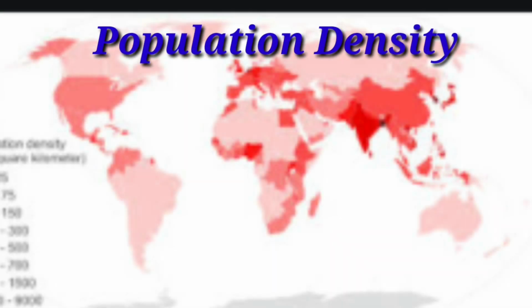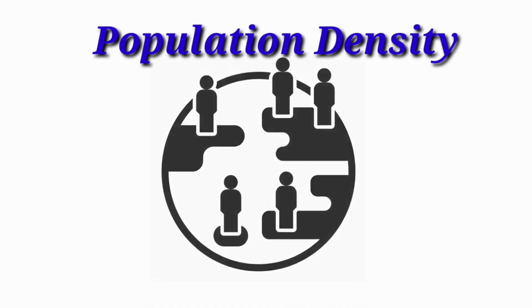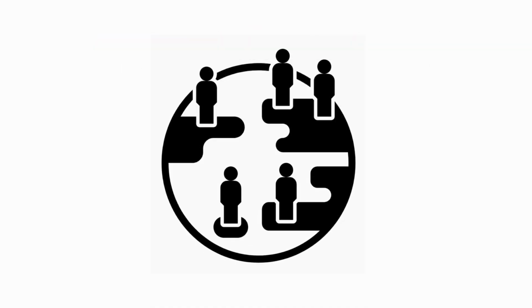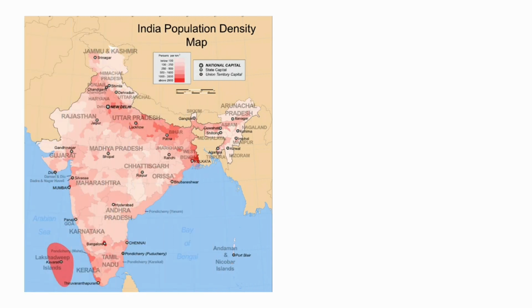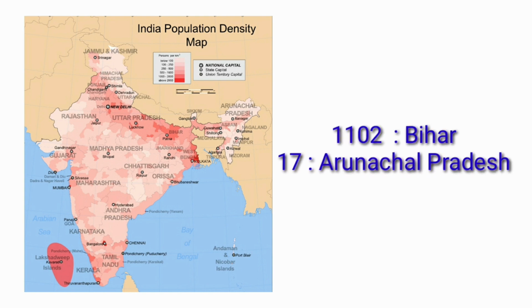Population density. Population density is calculated as the number of persons per unit area, or people living in a square kilometer area is called population density. Indian population density in 2011 was 382 and the highest population density was in Bihar. It was 1102 and the lowest population density was only 17 in Arunachal Pradesh.